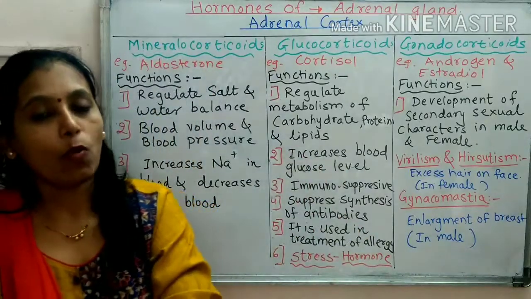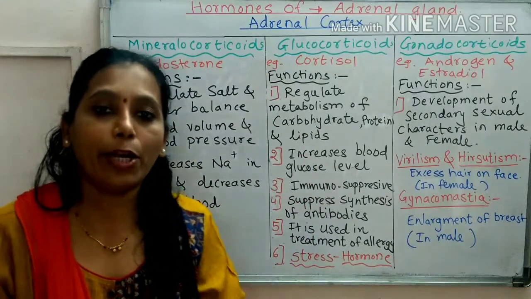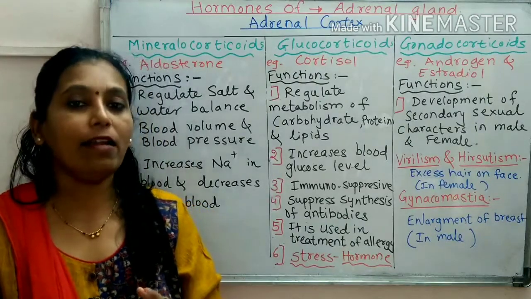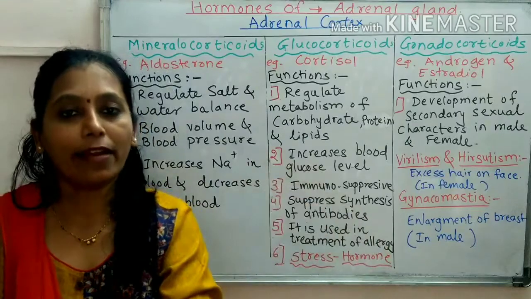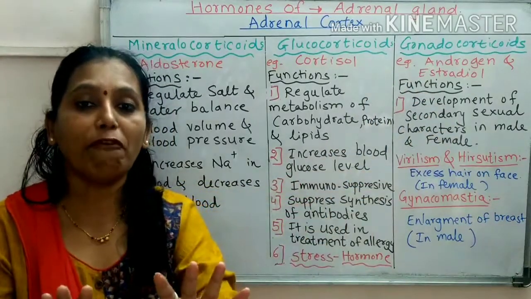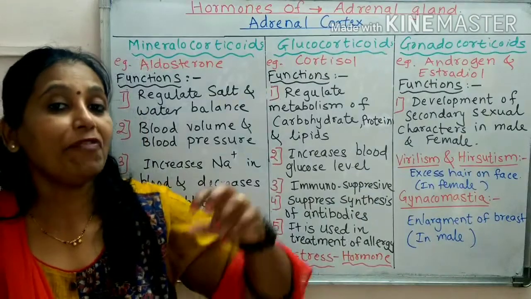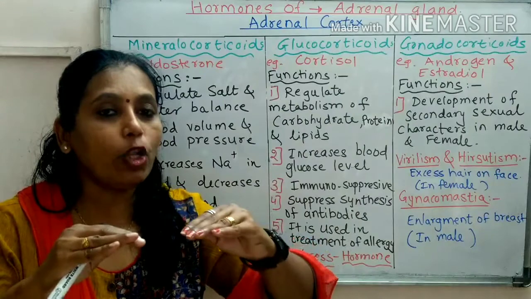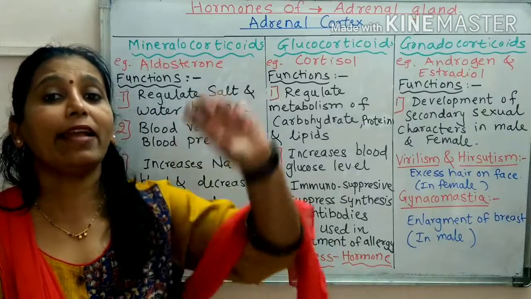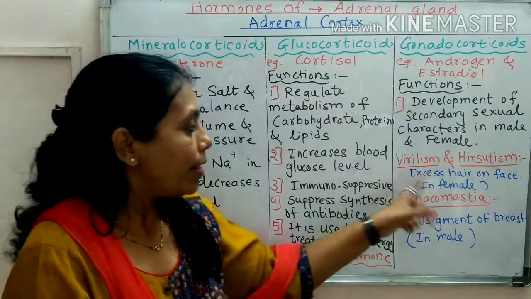In case of female, what are the secondary sexual characters? In case of female, the development of the breast and initiation of menstrual cycle are the secondary sexual characters. And these hormones are responsible for development of secondary sexual characters if they are secreted in the normal quantity.